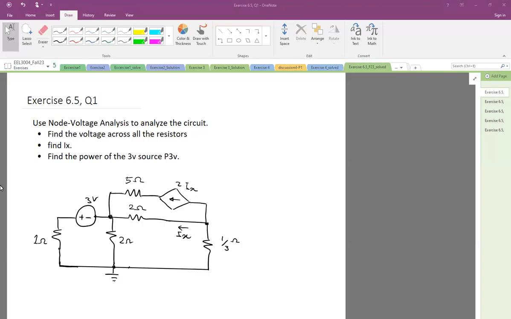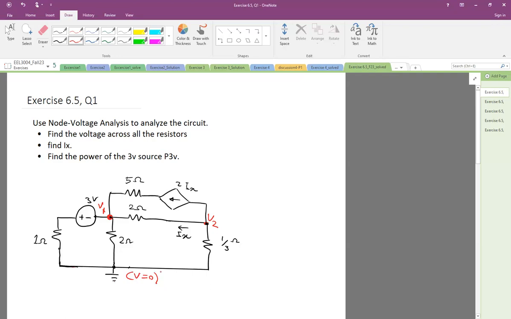Okay, so this is a question where we need to do node voltage analysis. Let's find the essential nodes and label them. This is one essential node, let me call it V1. This is another essential node, V2. And this is also another essential node, but we have grounded it. So the assumption is that the voltage here is 0. This is our reference voltage.